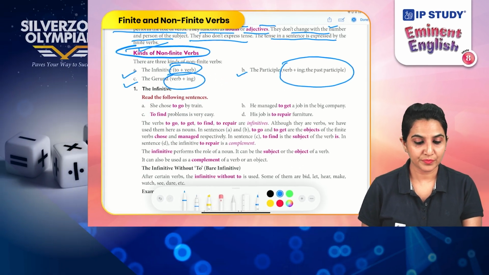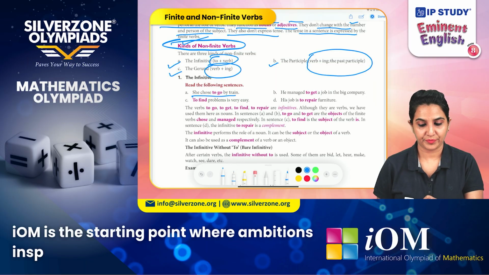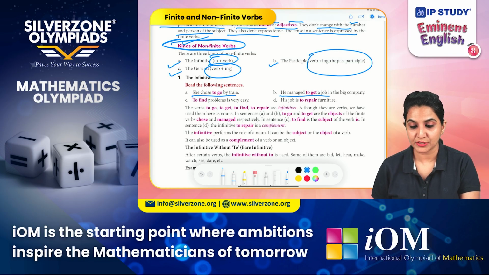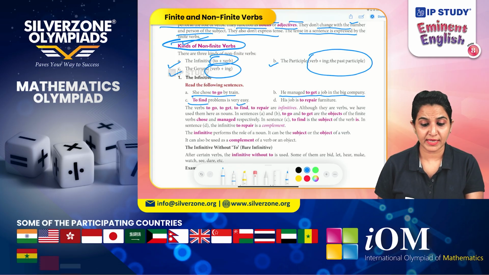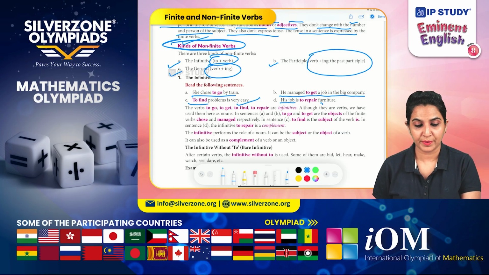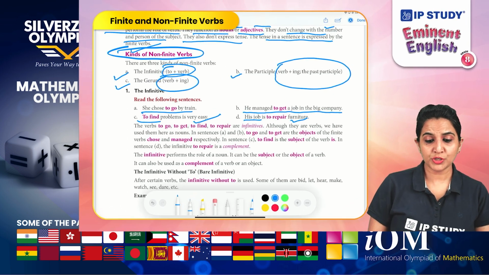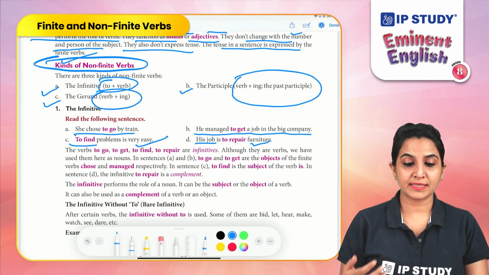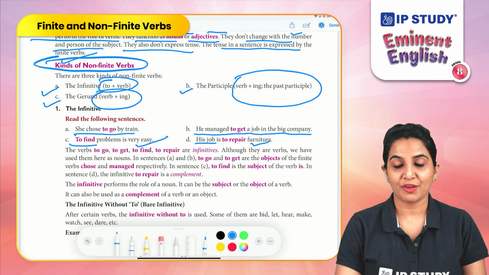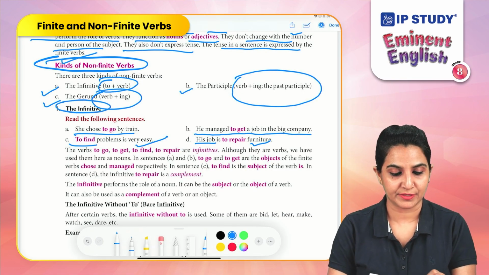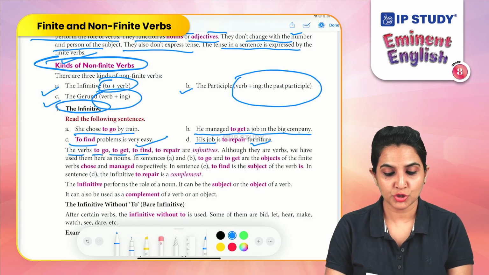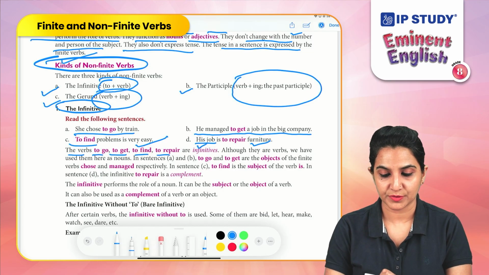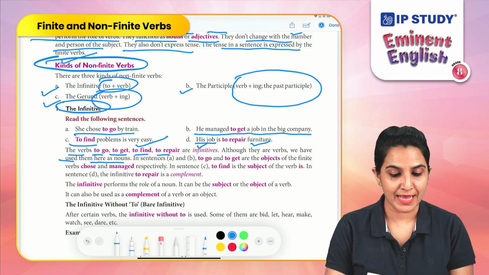For example, she chose to go by train. He managed to get a job in the big company. To find problems is very easy. His job is to repair furniture. Now, what do you think these sentences are of which kind of non-finite verbs? Very good. They are infinitives. The verbs such as to go, to get, to find, to repair are called infinitives. Although they are verbs, we have used them here as nouns.